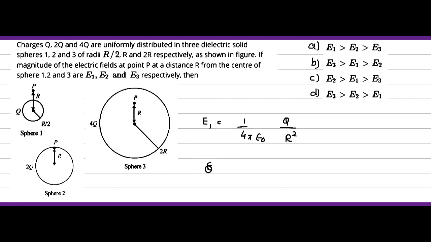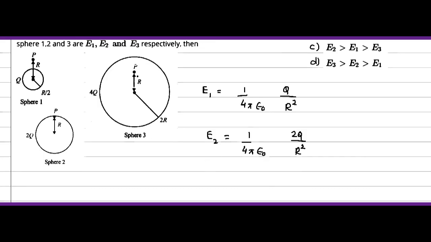Now we calculate the E2 value. It is again on the surface of the sphere, so we can just treat it as a point charge. We can write the value as 1 by 4 pi epsilon, and the charge is 2q, divided by distance r square. Okay, now for the third case, the point is lying inside this sphere.